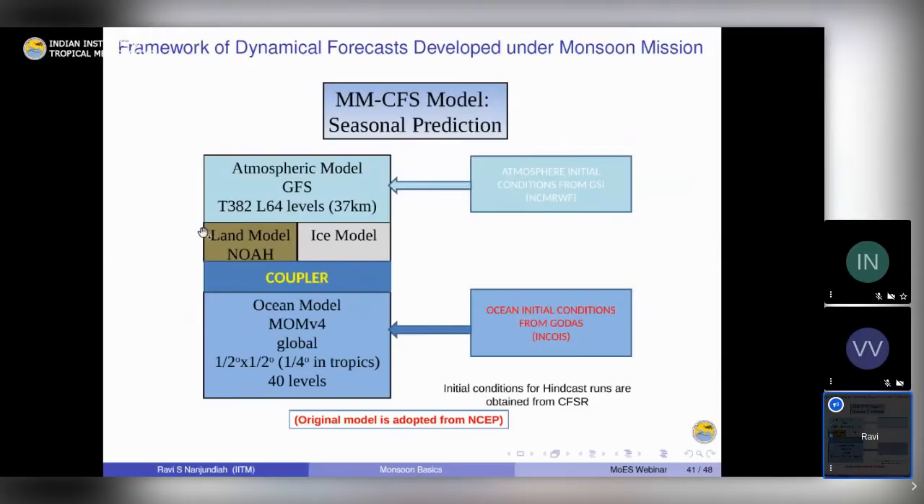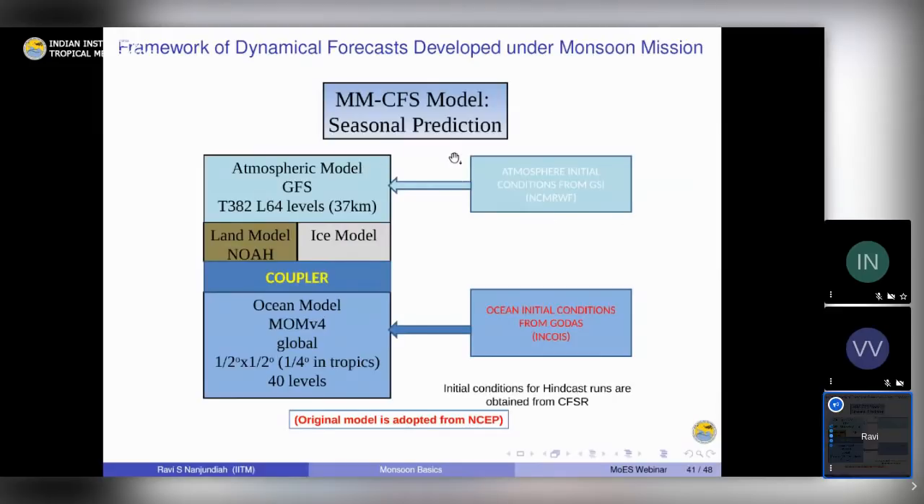Some of these modifications, especially putting in the rivers, have been done in India, which is one of the few countries which has a model with river runoff coming in a dynamic fashion. Then we have the ocean model, which right now in the Monsoon Mission model is MOM4. It's global in nature and has a 0.5 degree resolution, which translates in the upper latitudes to about 50 kilometers. In the tropics, the resolution is much finer, about 25 kilometers, and there are 40 levels in the vertical. And this is the model part of it.